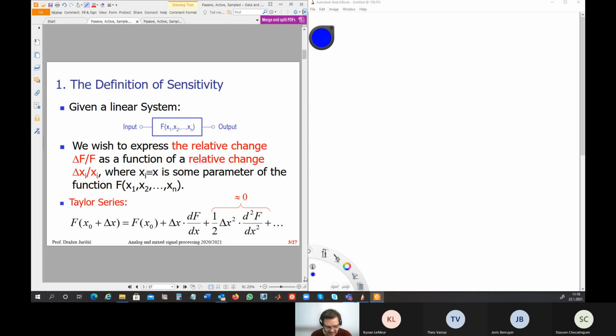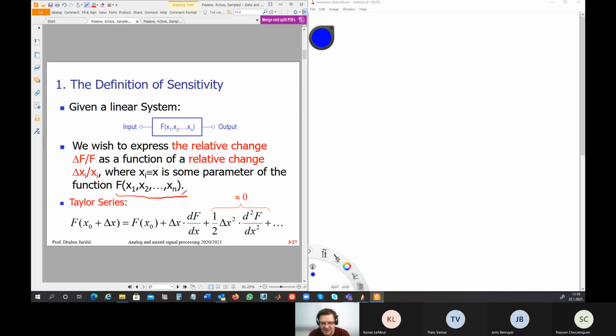What is sensitivity? Before all, we can define a linear system with a relation from input to output. And this relation from input to output is given by some equation. So this is the equation. And some elements inside this box could be resistors, capacitors, gains, amplifiers, or whatever. So these x1, x2, up to xn are some values of something that is inside the box. So the question is, you have many of them, what will happen if one of these parameters changes? What will happen in the relation from input to output?